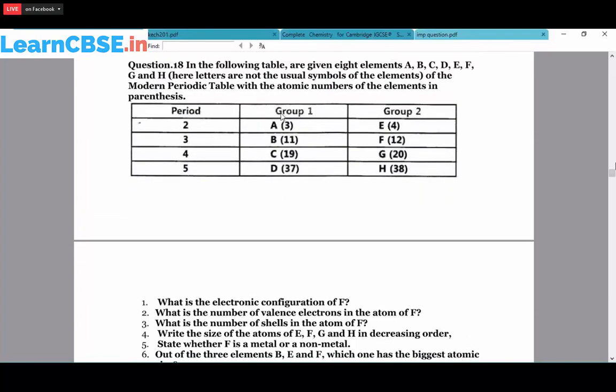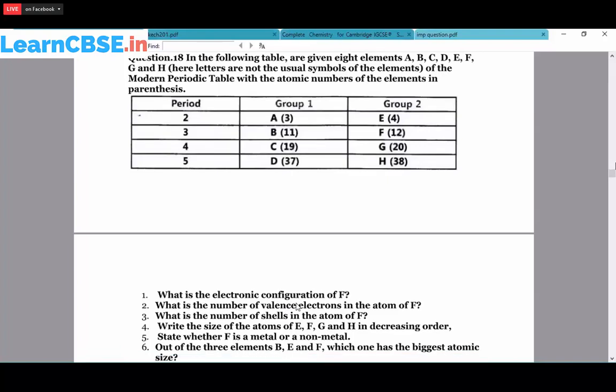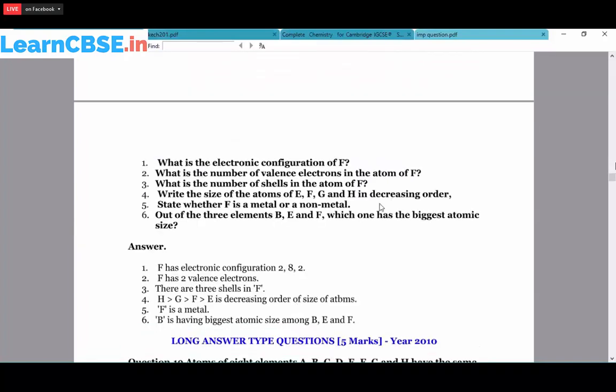In the following table, 8 elements A, B, C, D, E, F, G and H of the modern periodic table are given, with the atomic numbers of the elements in parentheses. Now, what is the electronic configuration of F? F has the atomic number 12, so first we give 2 electrons in the first shell, then 8 electrons, then 2. So 2, 8, 2.